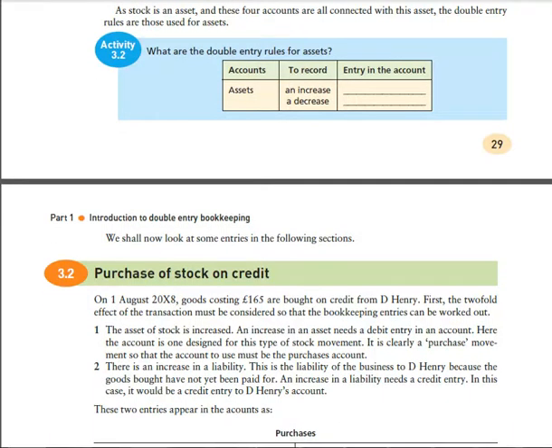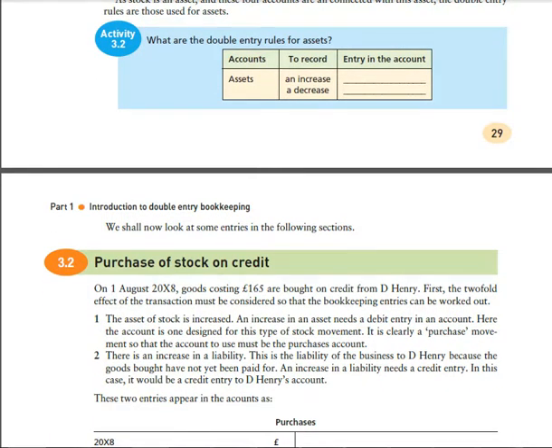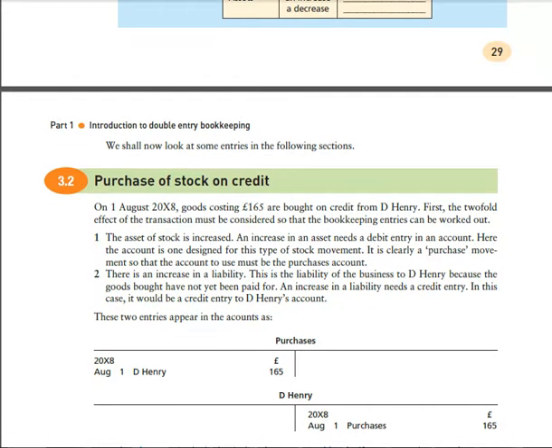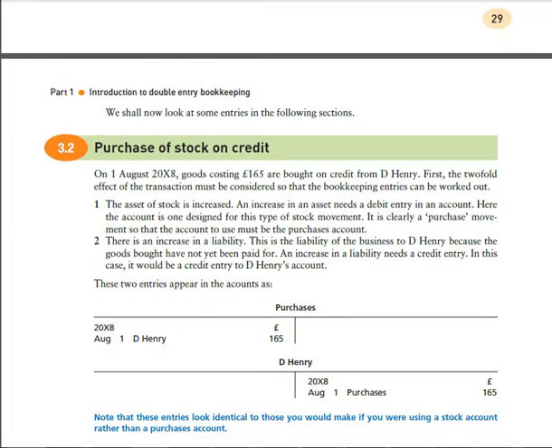Now we will go through an example of purchase of stock and how we would record it in terms of double entry bookkeeping. On 1st August, goods costing 165 are bought on credit from D. Henry. If we stop here, we would first consider the two effects this transaction would have. One is the purchases of goods, and the other, because it's credit, is a creditor which would be affected.